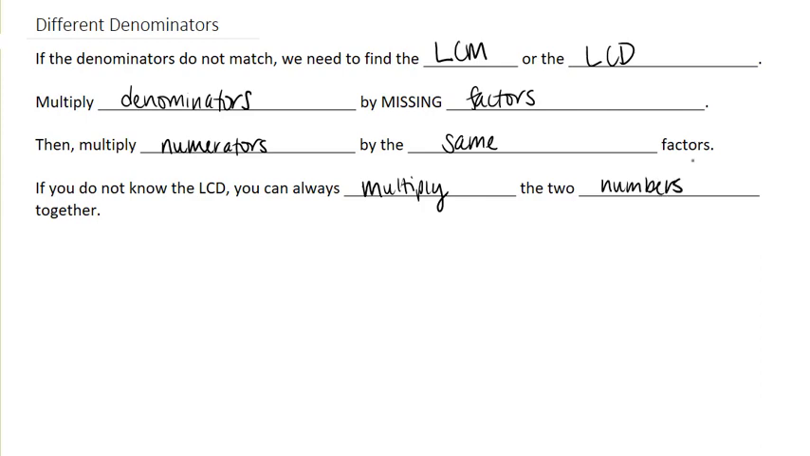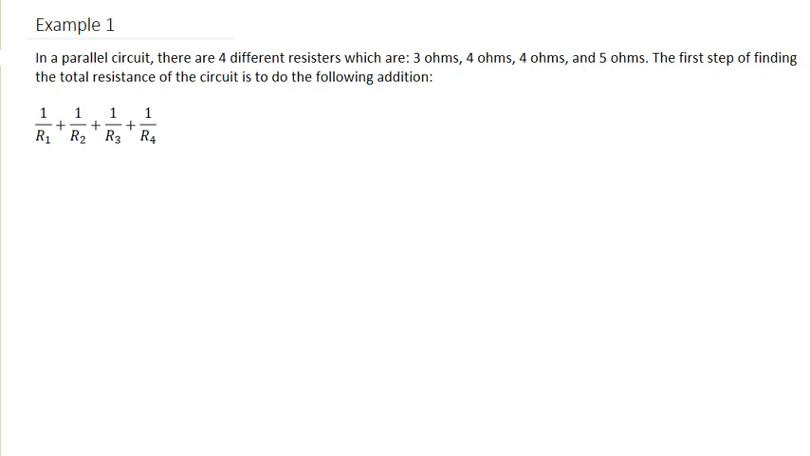So let's go ahead and look at example 1. In a parallel circuit, there are 4 different resistors, which are 3 ohms, 4 ohms, 4 ohms, and 5 ohms. The first step of finding the total resistance of the circuit is to do the following addition. R1 represents the 3 ohms, R2 represents 4 ohms, R3 is 4, and R4 is the 5 ohms. So let's rewrite this: 1/3 plus 1/4 plus 1/4 plus 1/5.